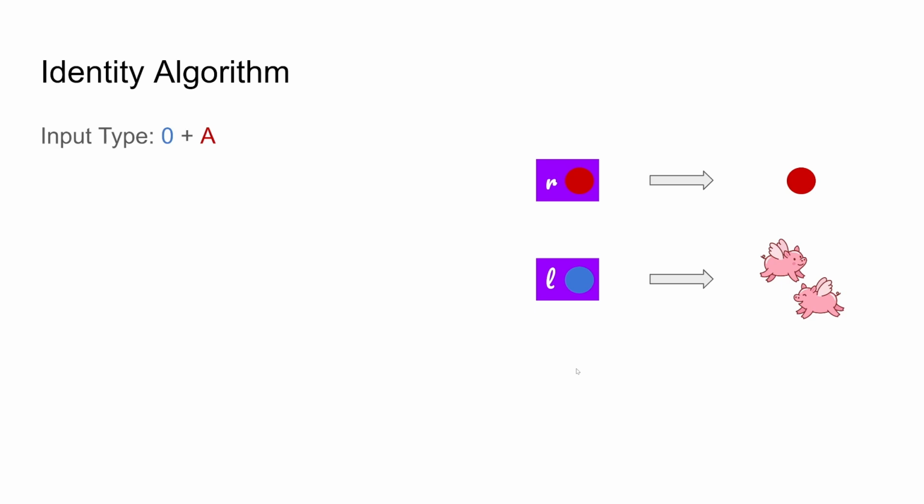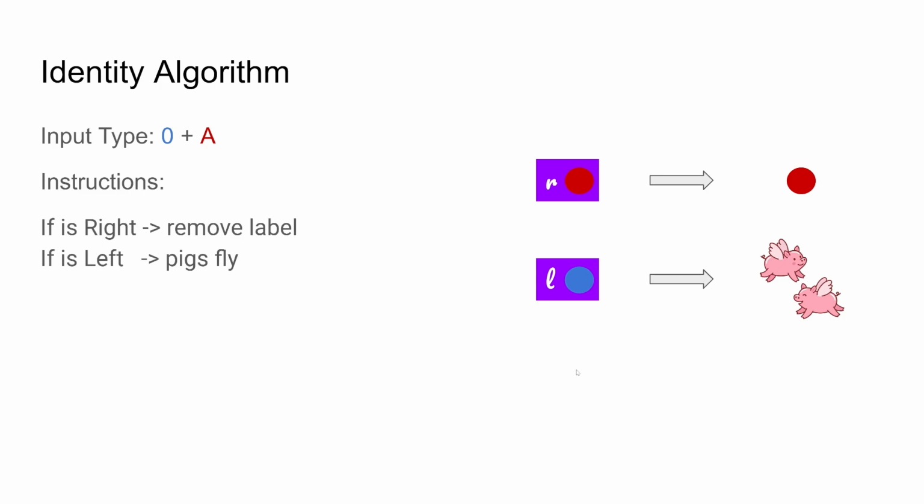So if you have an input of 0 plus A, the instructions would be, if it's right, you just remove the label, and if it's left, you just say it's absurd, so pigs can fly.